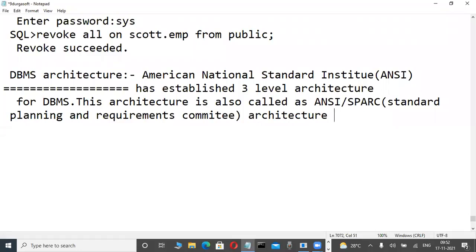Or it is called the 3-level architecture. These are the 3-level architecture.